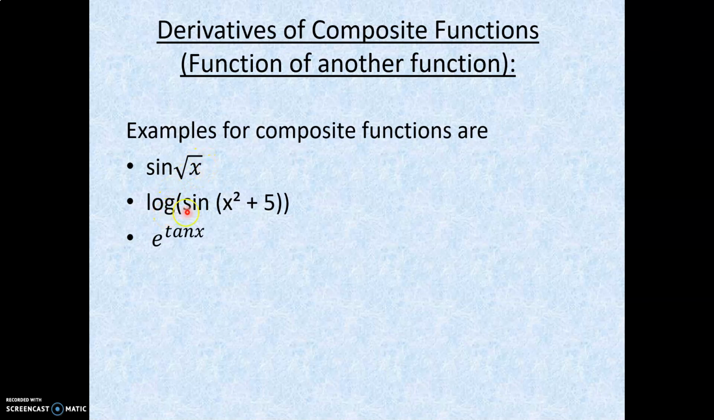Here it is log of sine of x square plus y, that is in the place of x, it is sine of x square plus y, and in the place of sine x, instead of x here, x square plus y. So this is first function, and sine of this one, this is the second function, and log of this is the third function. Function of function of function. E raised to tan x, in the place of x it is given as tan x. So this way the functions will come, that is called composite function.